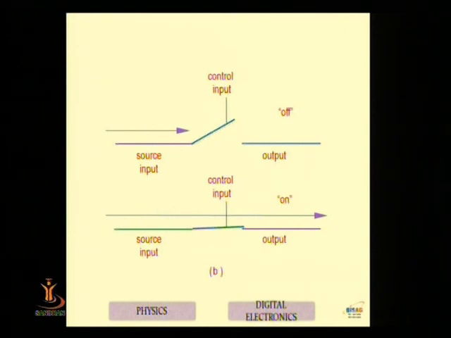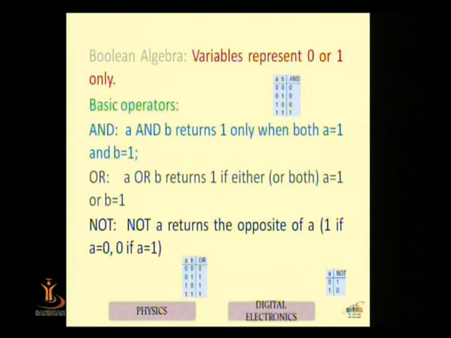Now here is a very simple example of a switch. There are 2 possibilities, as I told you, with a control input. If I am not applying any force, I get output 0, and if I apply force, it gives me output 1. Now a very important word here is Boolean algebra. A variable represents 0 or 1 only.